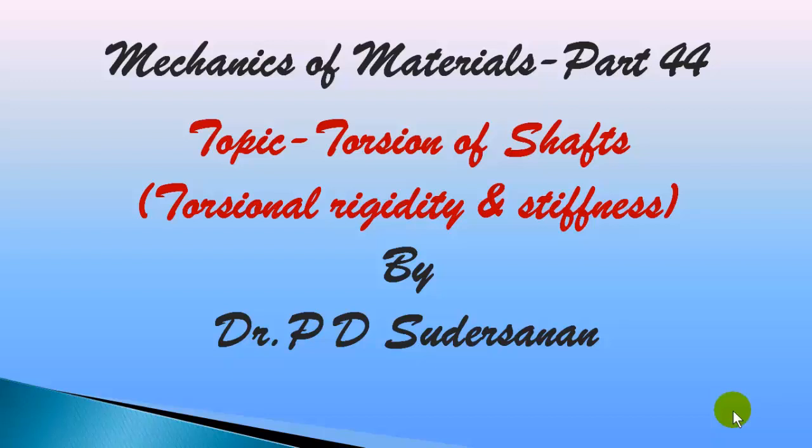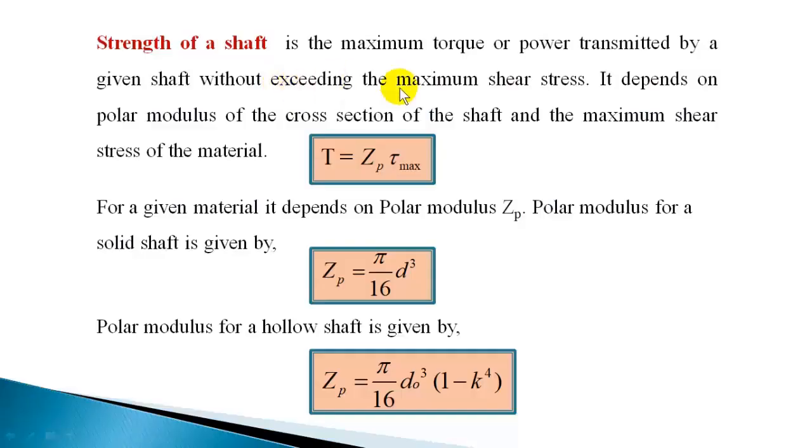In today's class, I'll explain the torsional rigidity and torsional stiffness of a circular shaft. The strength of the shaft may be considered as the maximum torque or power transmitted by a given shaft without exceeding the maximum shear stress. So it depends on the polar modulus of the cross section of the shaft and the maximum shear stress of the material. So torque transmission capacity of a shaft depends on the polar modulus and maximum shear stress.